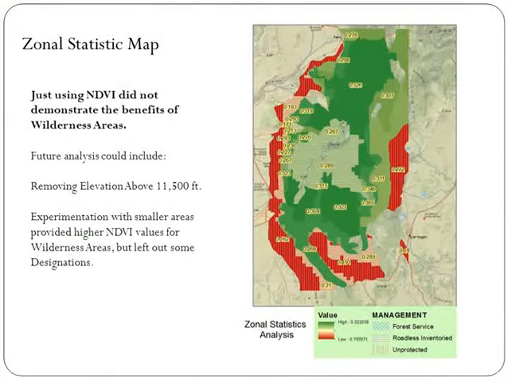In conclusion, just using the NDVI did not demonstrate the benefits of the wilderness areas. In the future, possibly removing elevations above 11,500 feet, or the tree line, could help remove some of the tundra vegetation. I did some experimentation with smaller areas, and it did provide higher NDVI values for wilderness areas, but it was hard to get all the designations in one study area. Maybe a mosaic of smaller areas would be a good approach.